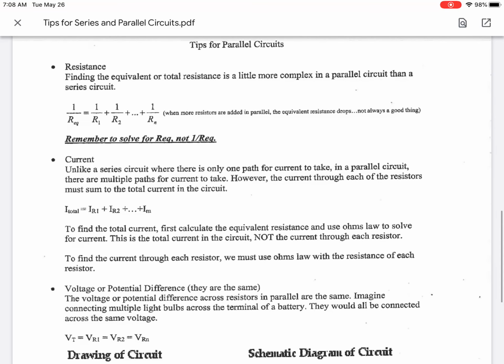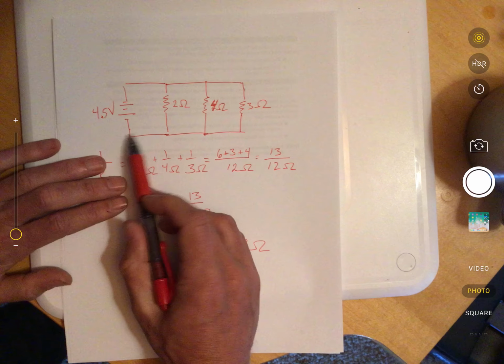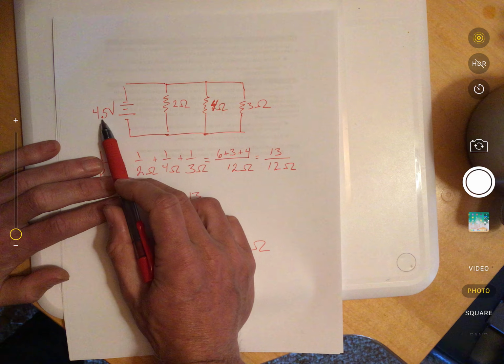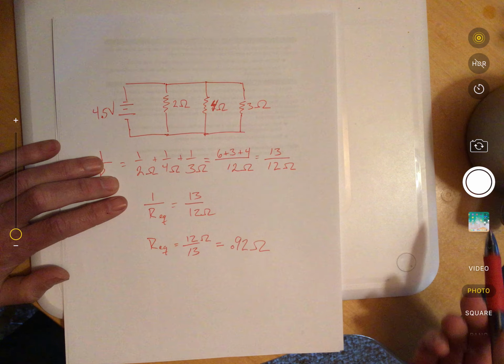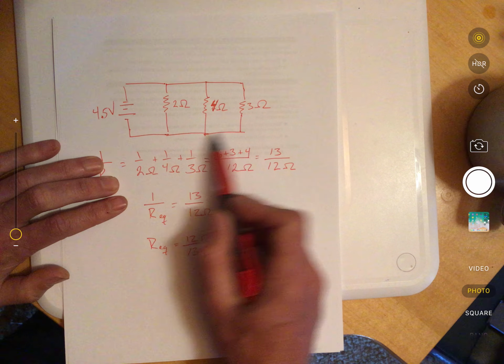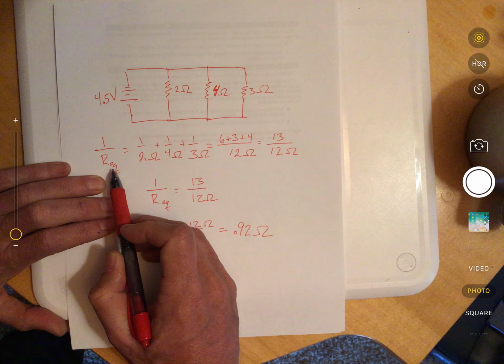We're going to find the total resistance of the parallel circuit. So here it is. I've already done it. First of all, we're using the same parts to build the circuit: 4.5 volts from the batteries, 2 ohm, 4 ohm, 3 ohm resistors. Here's an appropriate picture of them showing them wired in parallel. Here's the calculation to find the equivalent resistance.